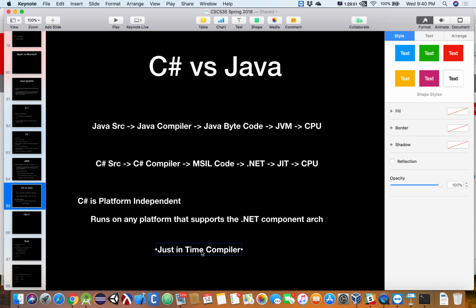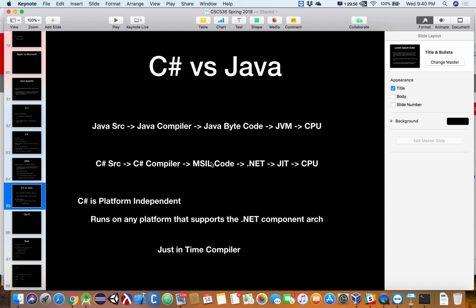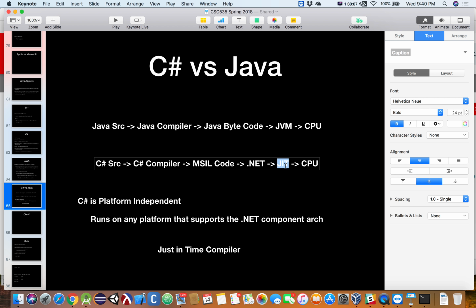So JIT stands for just-in-time compiler. What actually happens, if you have a C# program that you wrote, the very first time you run it, but only the very first time, it takes a little bit longer to launch. Because it runs through a just-in-time compiler, and if you remember we talked about compilers, that converts from a high-level language to a low-level language. It's converting from MSIL code, which is actually a low-level language, into native code for that CPU.